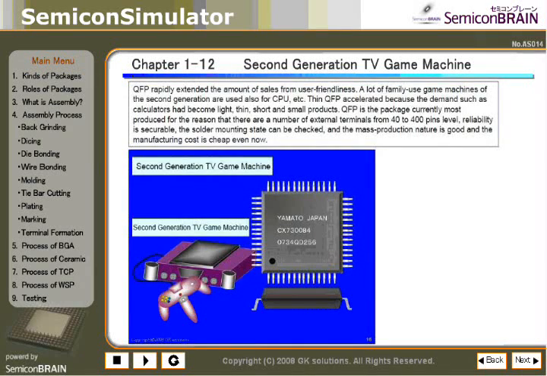Chapter 1-12 Second generation TV game machine. QFP rapidly extended its sales because of user-friendliness. A lot of family-use game machines of the second generation were also used for CPU, etc. Then QFP accelerated because the demands for products such as calculators had become light, thin, short and small. QFP is the package currently most produced because there are a number of external terminals, from 40 to 400 pins level. Reliability is securable, the solder mounting state can be checked, the mass production nature is good, and the manufacturing cost is cheap even now.